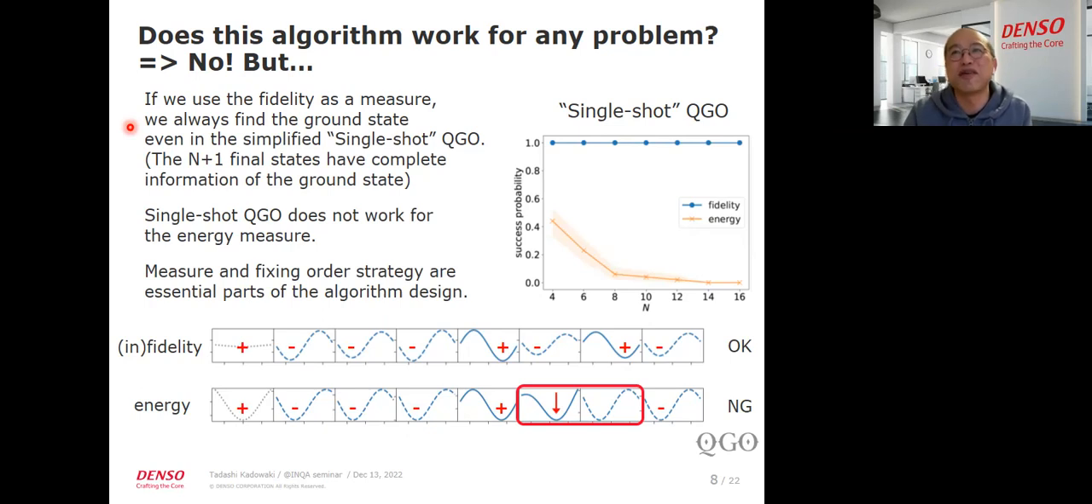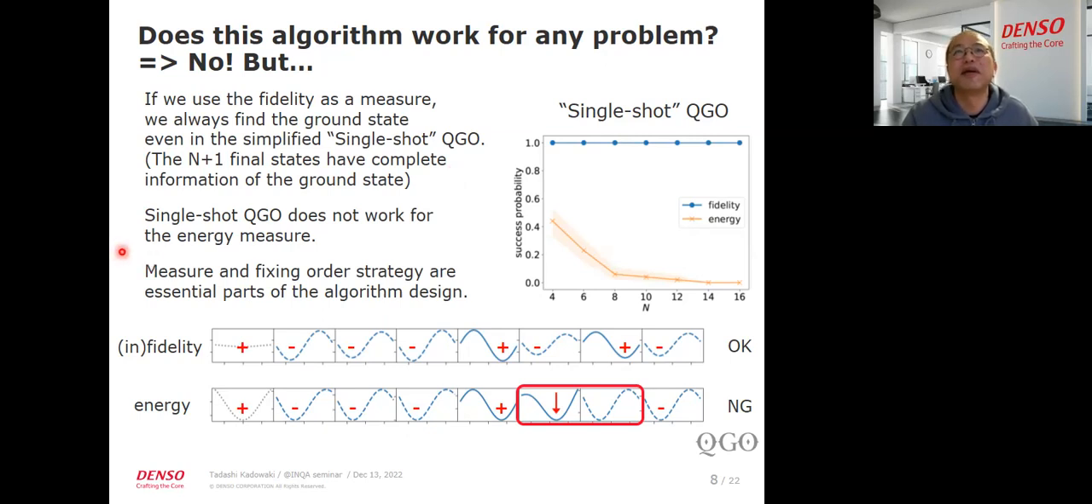So far, we conduct the sensitivity analysis sequentially. But single shot means we conduct the sensitivity analysis for all of the sites, all of the spins, and fix using only this information, not conducting it sequentially. Just one shot, single shot analysis of the sensitivity, we fix all of the spins. It works perfectly. That means n is the number of sites, and the reference plus the n final states, so n plus one, have complete information for the ground state. We can retrieve the ground state from this information if we use the fidelity as a measure. That is nonsense, I know, but that information is very informative, I think.